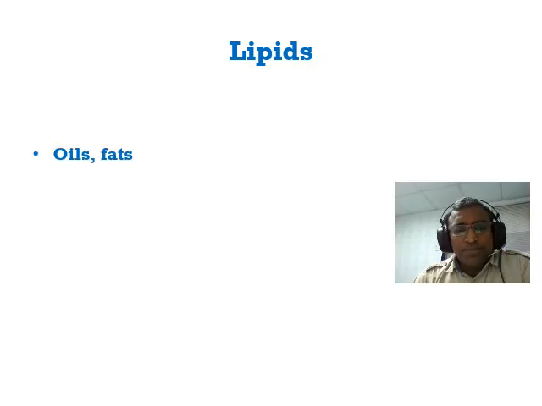So lipid is considered oils and fat. Oil is in liquid form while fat is in semi-solid form. And you will realize that oil normally comes from vegetable or plant sources, while fat comes from animal sources.